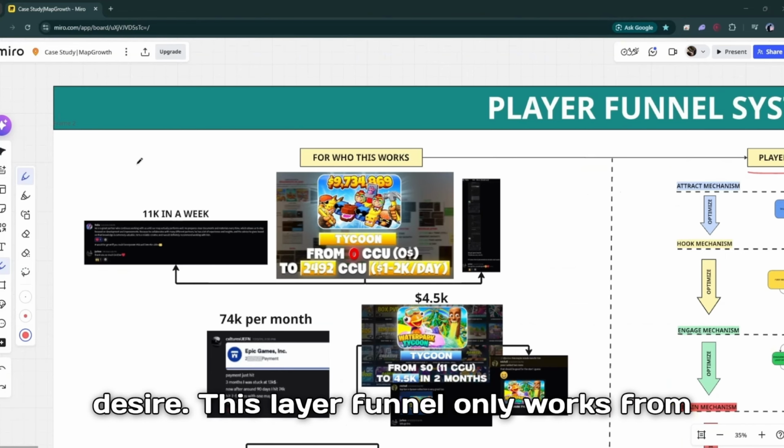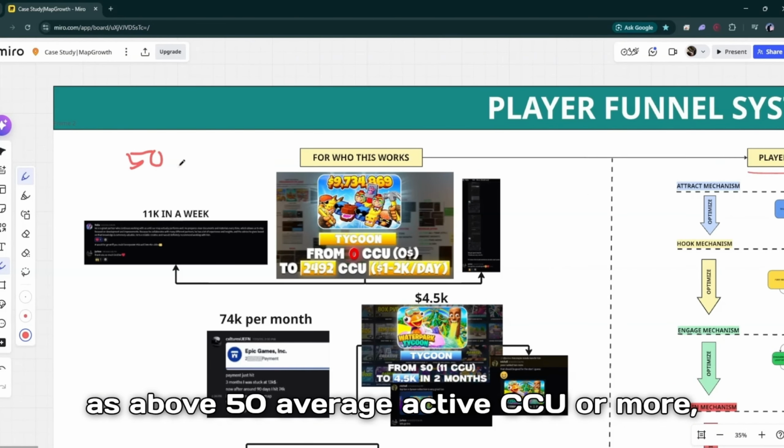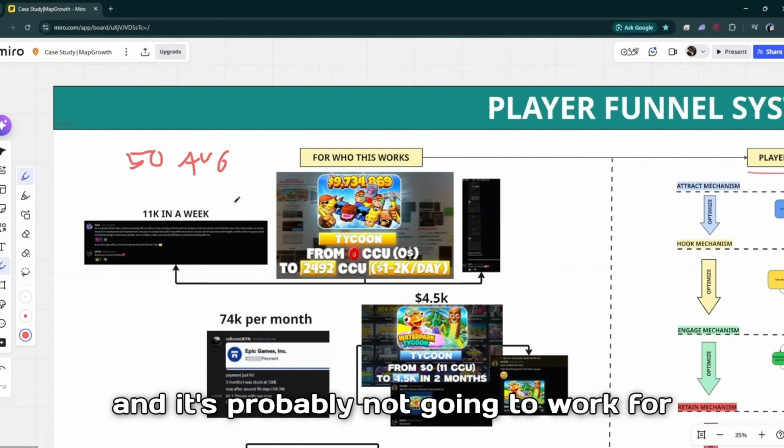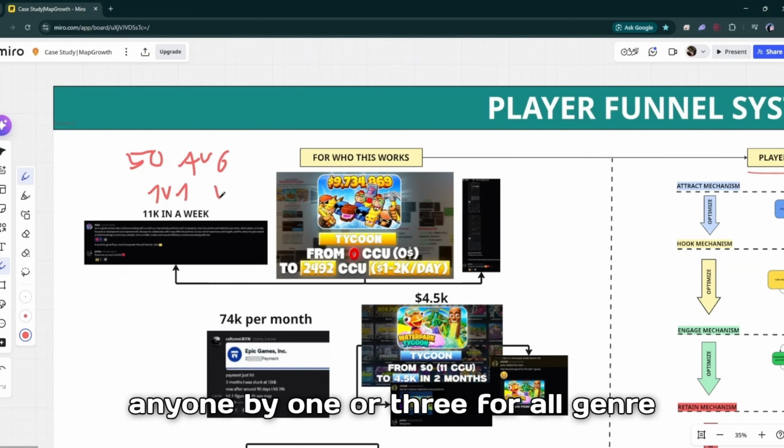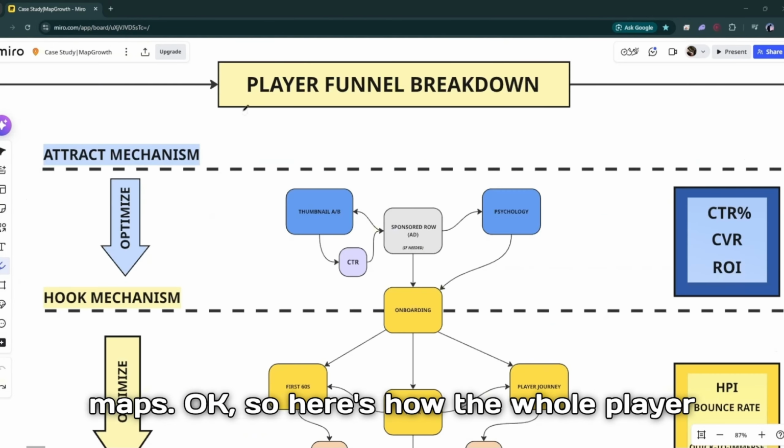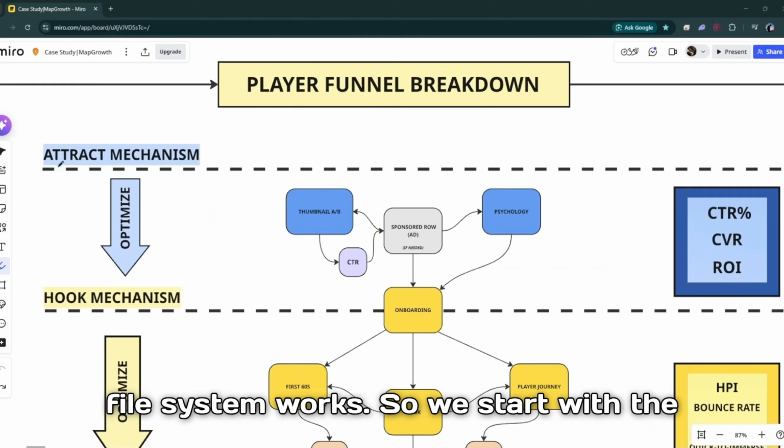This player funnel only works for maps above 50 average active CCU or more, and it's probably not gonna work for any 1v1 or free-for-all genre maps. Okay, so here's how the whole player funnel system works. So we start with the attract mechanism.